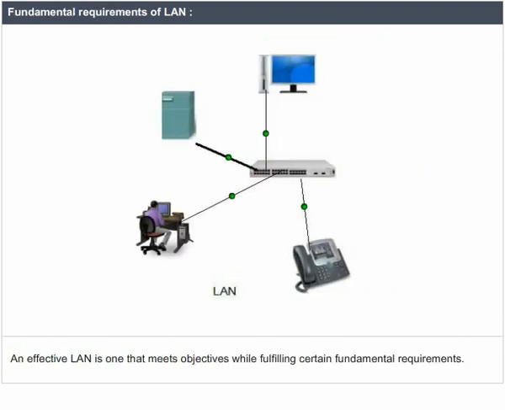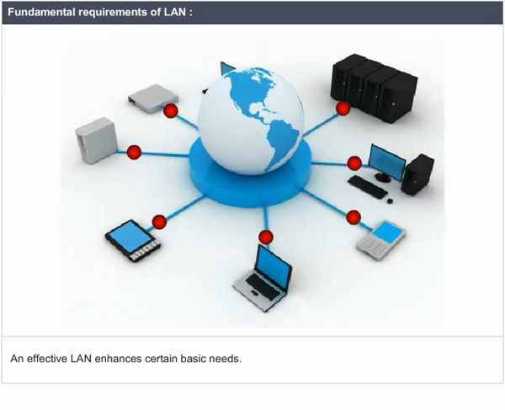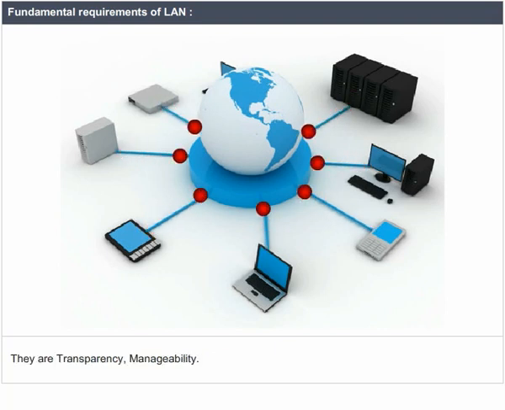Fundamental requirements of a LAN. An effective LAN is one that meets objectives while fulfilling certain fundamental requirements. They are simplicity and reliability. An effective LAN enhances certain basic needs. They are transparency and manageability.